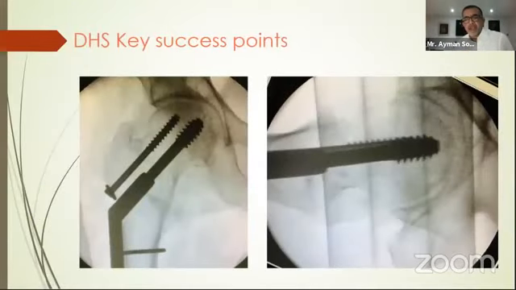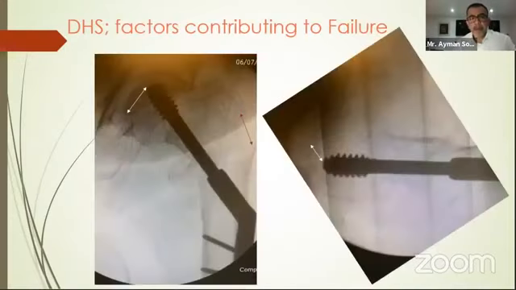Now, this is a DHS. This is not my operating. This is the operating of one of my registrars. And basically, this is as good as DHS gets. There's good, careful reduction of the medial cortex. The tip apex distance is less than 15, and if you can get it less than 15 millimeters, you're probably better off than 25. And this is absolutely perfect reduction. Quite happy with that. This is very unlikely not to work.